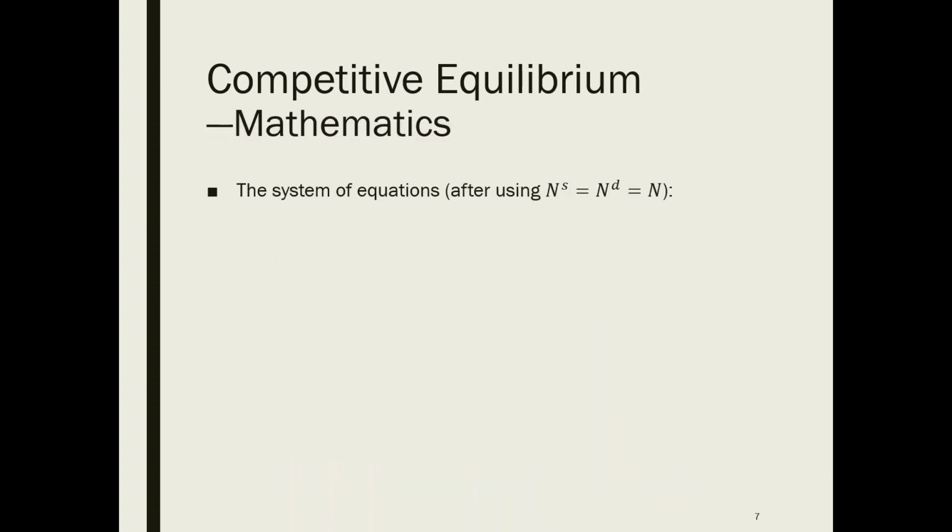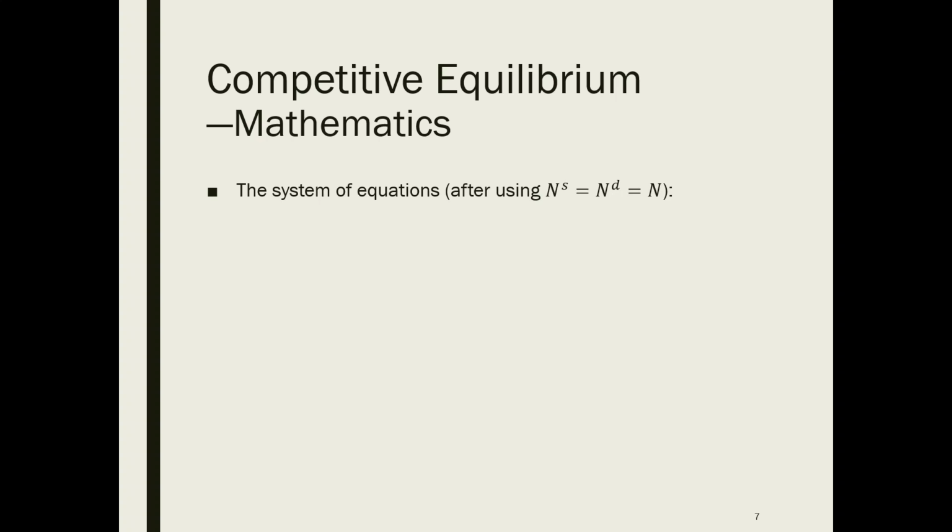Let's start with the mathematical way of obtaining the competitive equilibrium. Note that in any simultaneous equation system, the number of unknowns must be the same as the number of equations. Otherwise, you can't solve it.